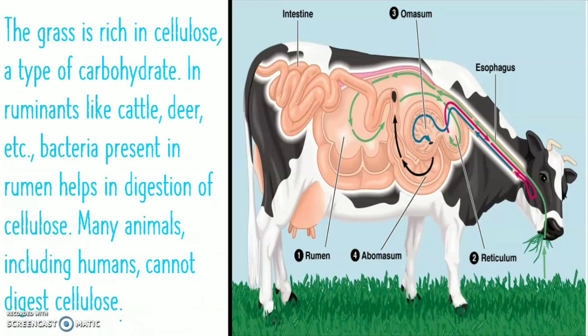The grass that the grass-eating animals eat is rich in cellulose, and cellulose is a type of carbohydrate. In ruminants like cattle, deer, etc., bacteria are present in the rumen. So in the rumen, there are bacteria that help in the digestion of cellulose. Many animals, including humans, cannot digest cellulose. So only the ruminants have the bacteria, and only they can digest the cellulose. That is why we can't eat grass.